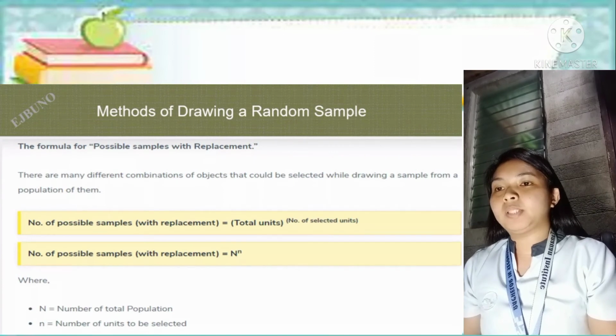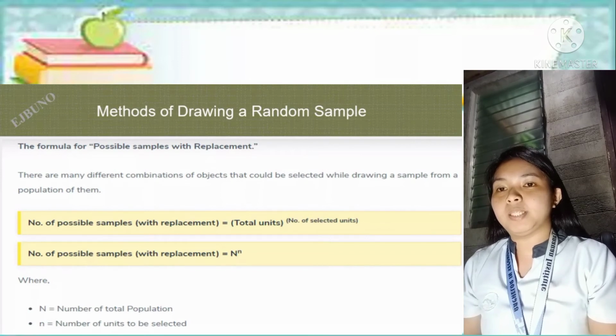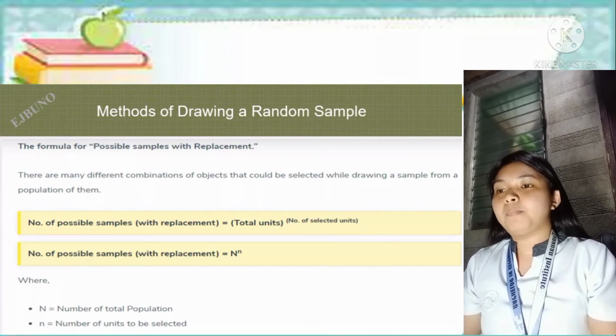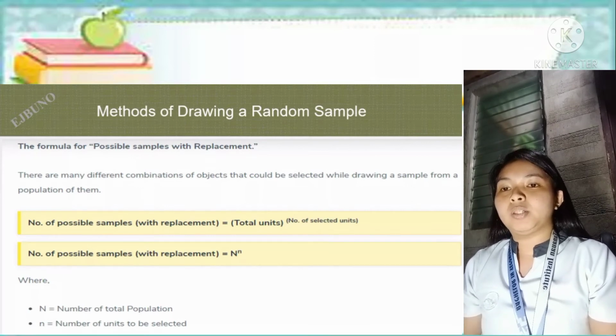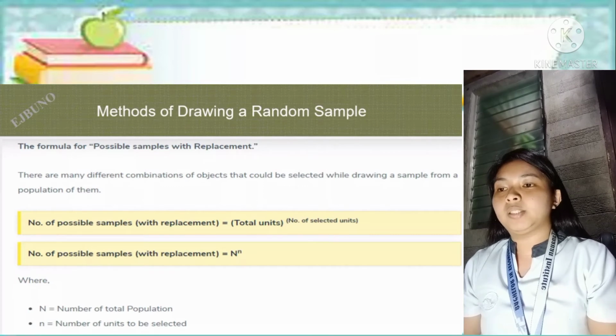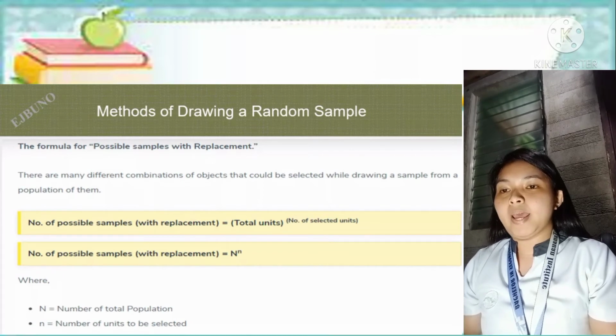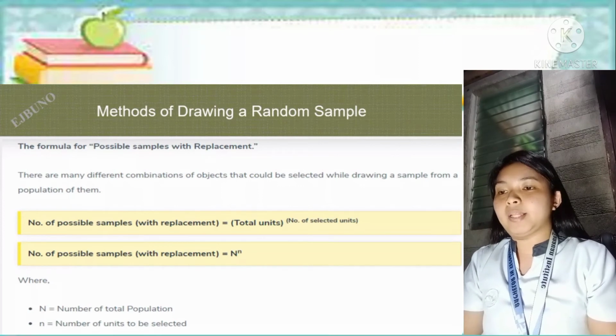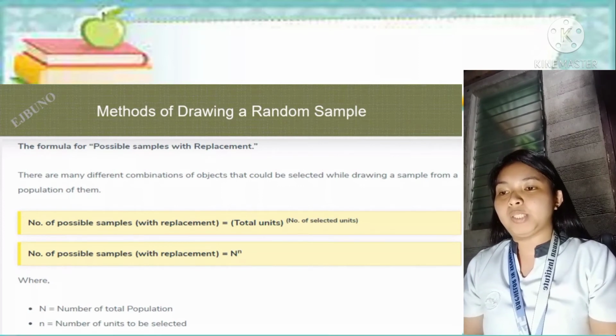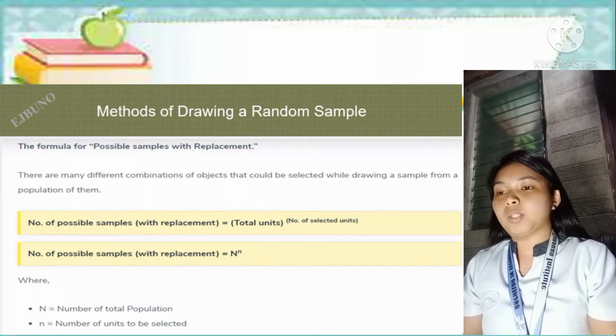The formula for possible samples with replacement. There are many different combinations of objects that could be selected while drawing a sample from a population of them. The number of possible samples with replacement is equal to total units to the power of number of selected units, or capital N to the power of small n, where capital N is equal to the number of total population and small n is equal to the number of units to be selected.